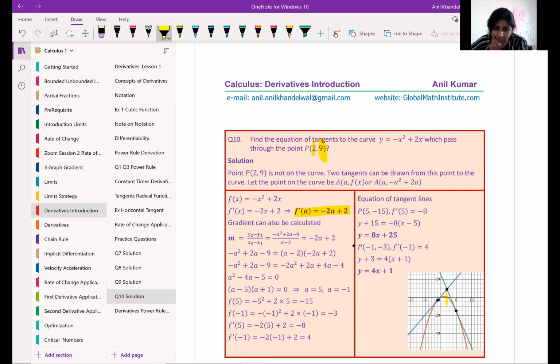So that 2 is actually the x-intercept for the parabola. So the point P(2, 9) is actually an external point, as shown on the figure, a point outside. Now, in the question, we have a statement which says tangents. Do you see that part? Find the equation of tangents.